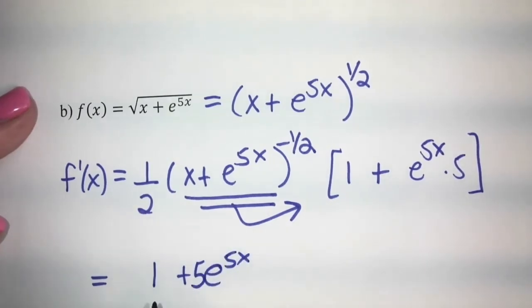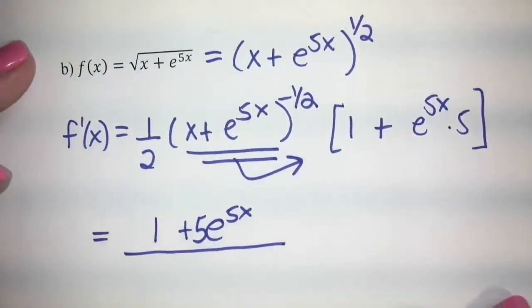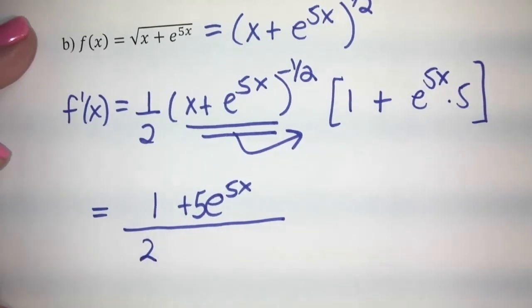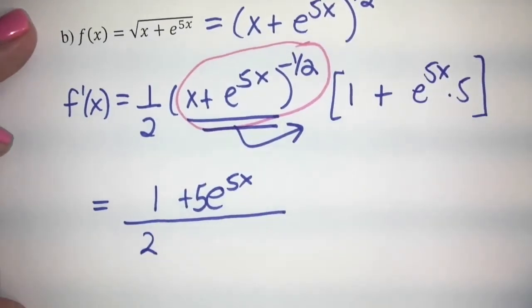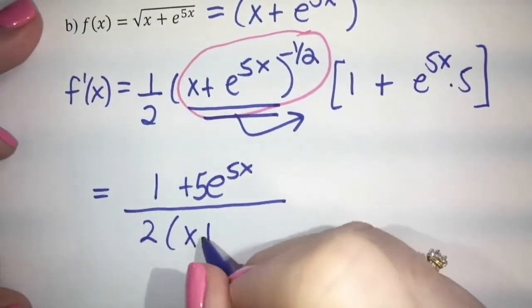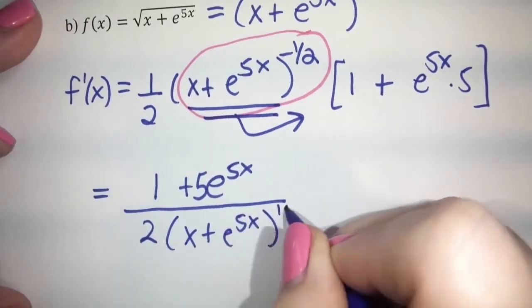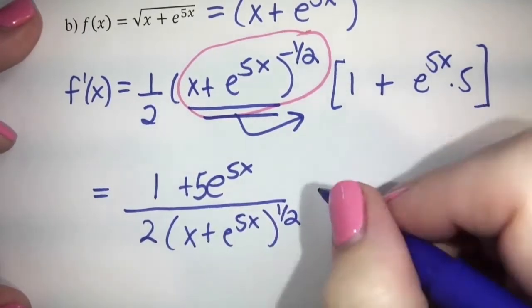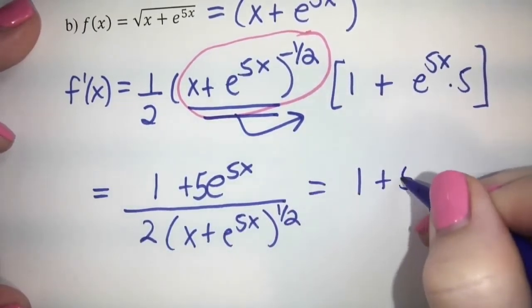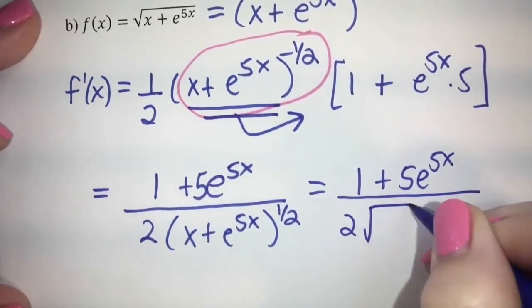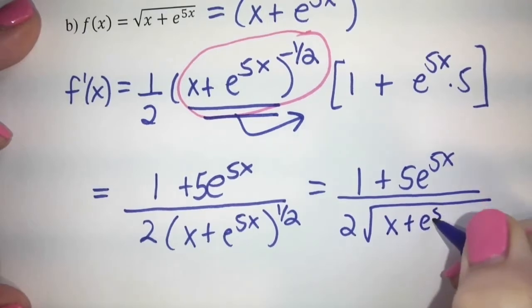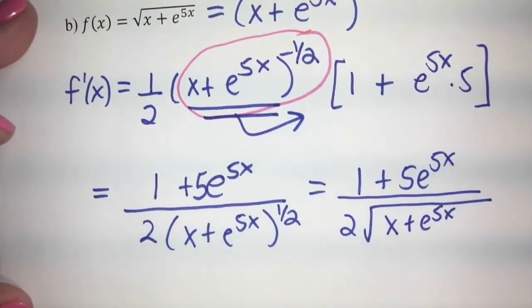We can put the 5 out in front. The 2 is on the bottom already, so we leave it there. And this, something to the negative 1/2, can of course come to the bottom as something to the positive 1/2. And we could write that then as a root. So 1 plus 5 e to the 5x over 2 square root of x plus e to the 5x. And that would be our final answer.